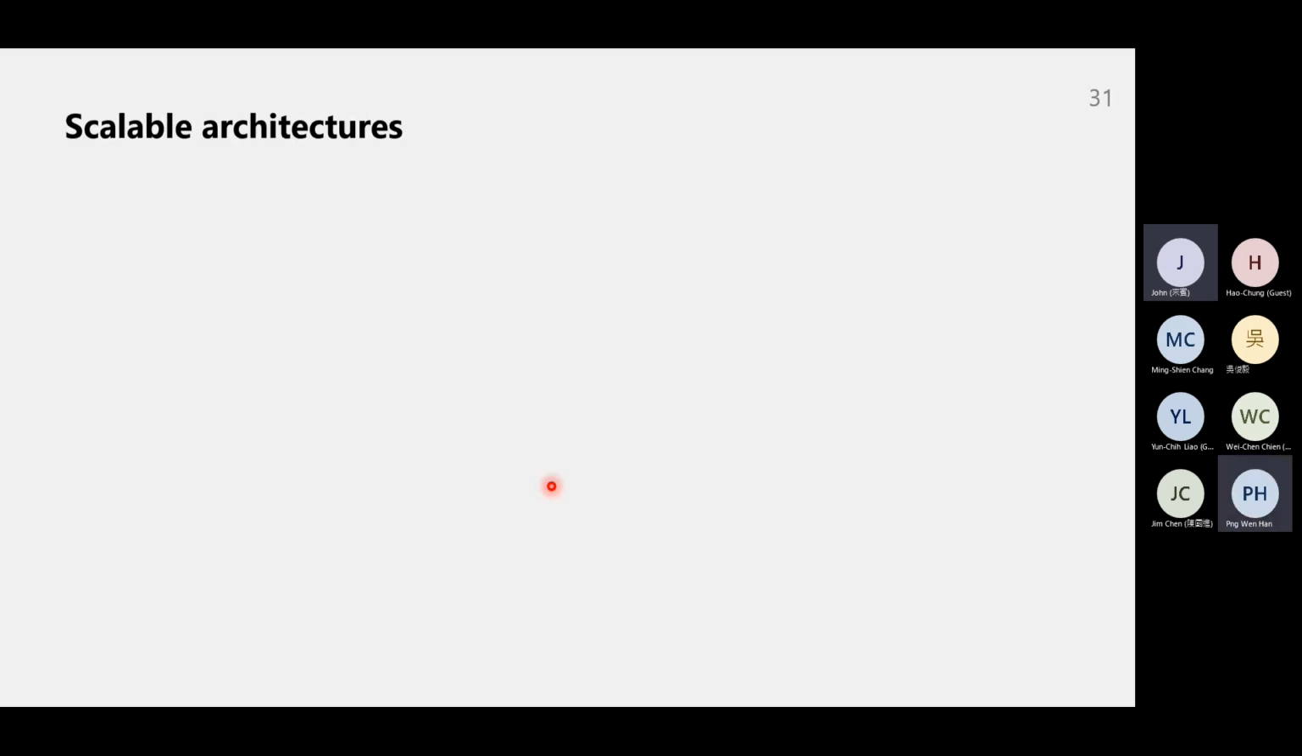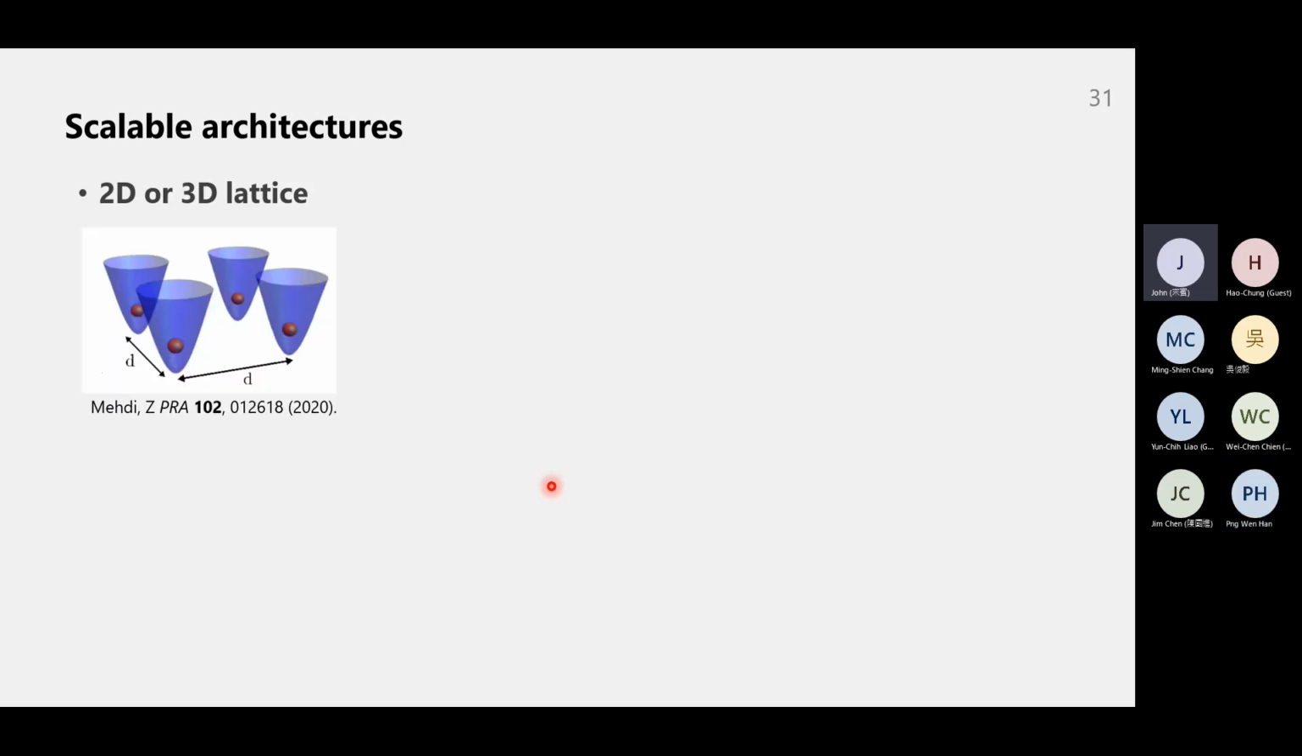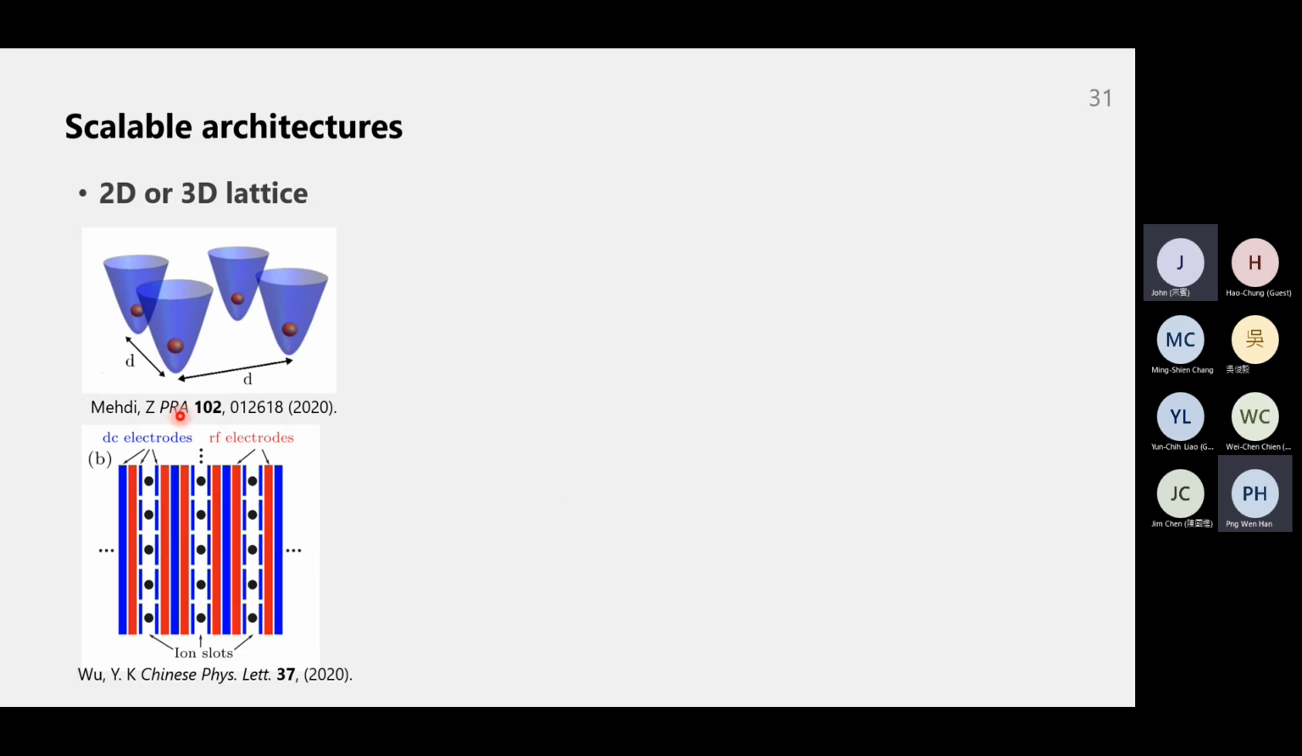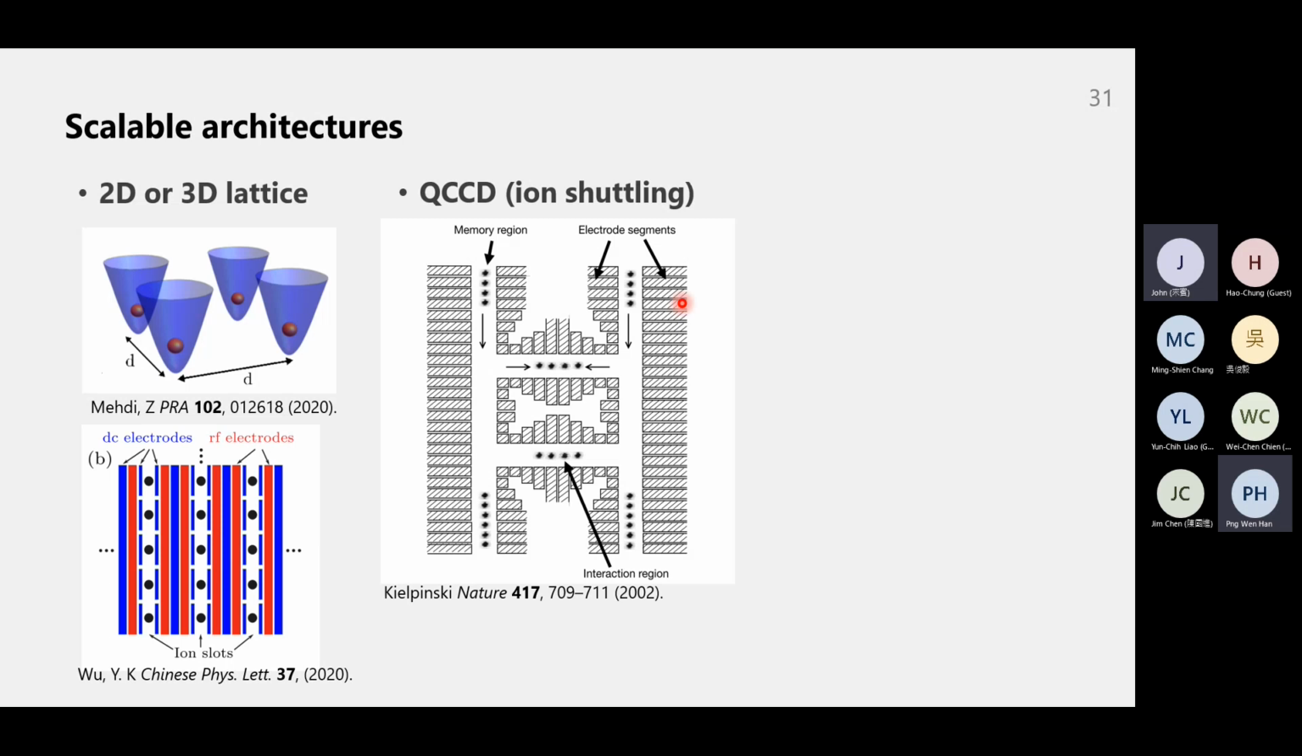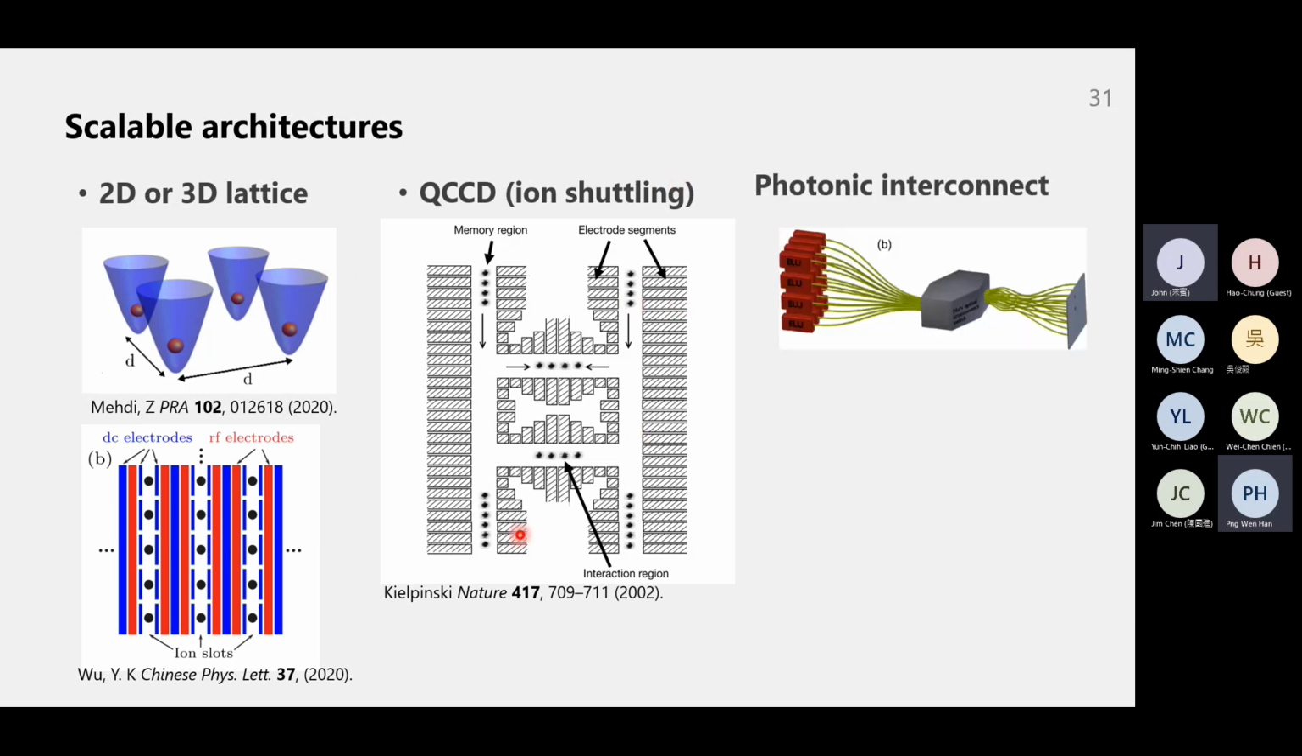Okay, so let me briefly introduce the scalable architectures. There are 2D and 3D lattices where ions can be trapped with micro traps or surface traps. And there are also methods that we use to modularize the ions into different segments. These are QCCD and photonic interconnect. They are basically based on the same idea, which is to modularize the ions into different segments.